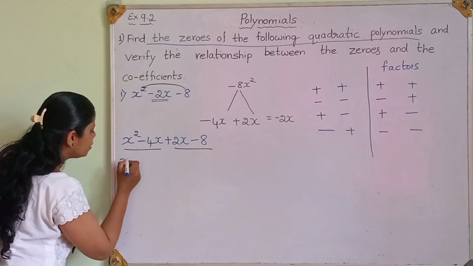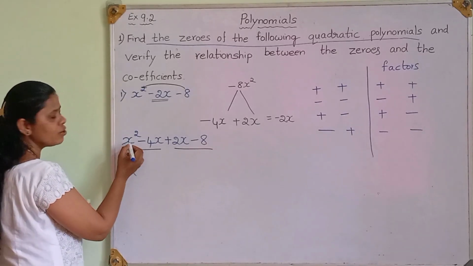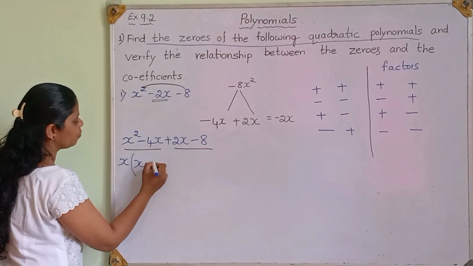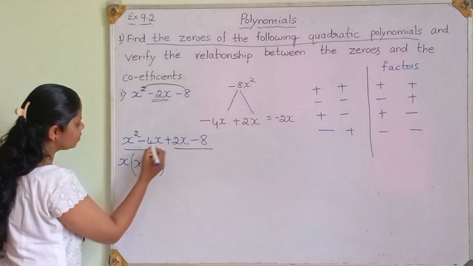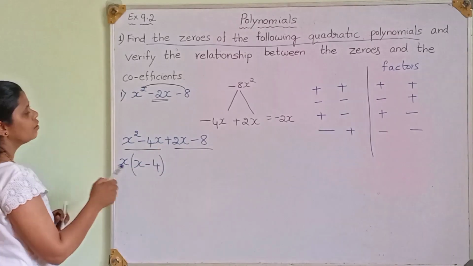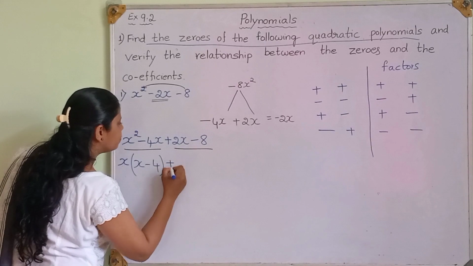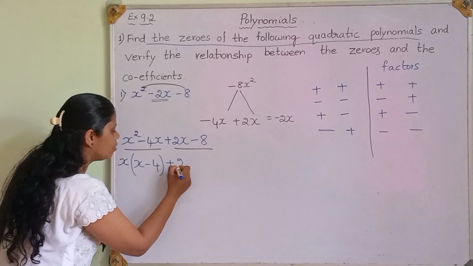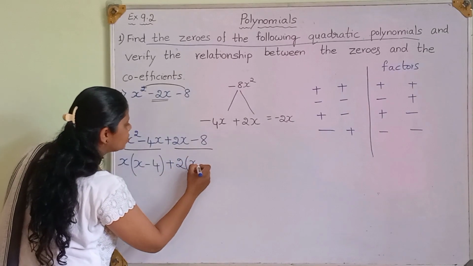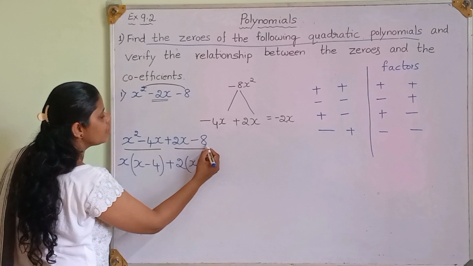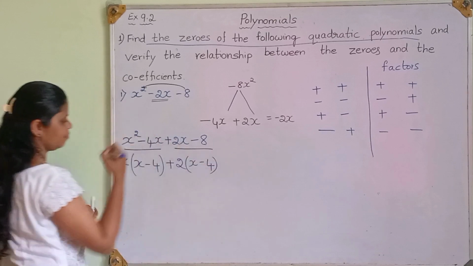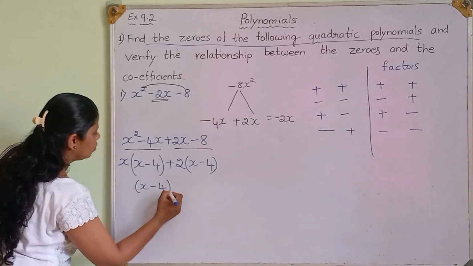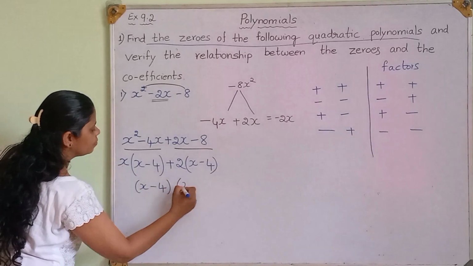So let us take x outside. Then what is left here? x is left, minus 4, because we have already taken x out. Now, plus 2x and minus 8. Which is common? 2 is common. 2 times x minus 2 times 4, since 2 fours are 8. Now x minus 4 and x plus 2.